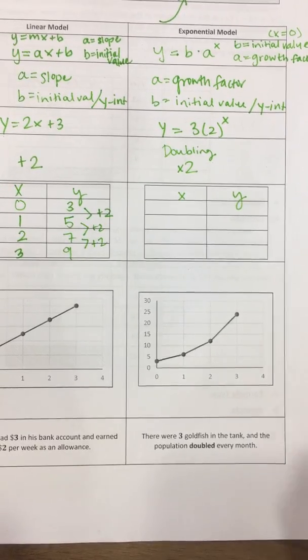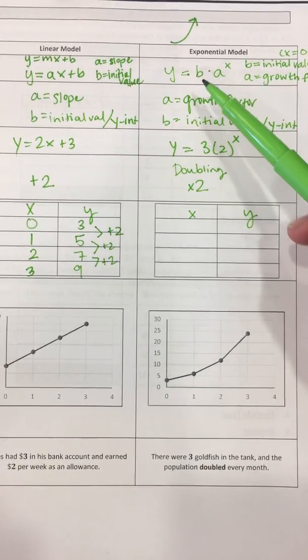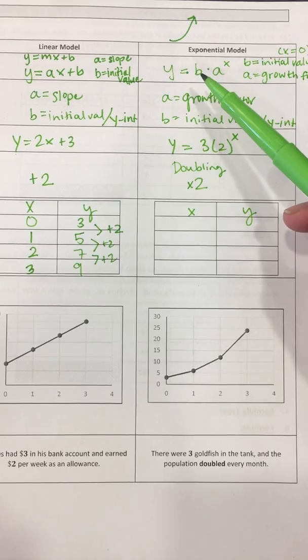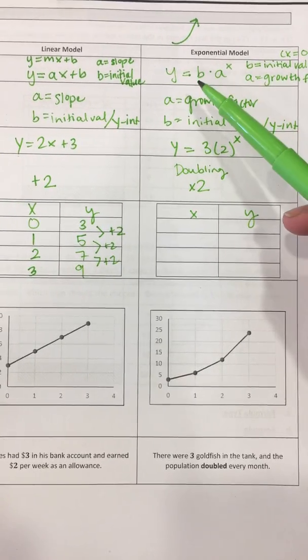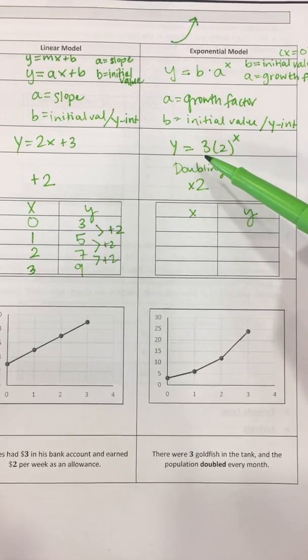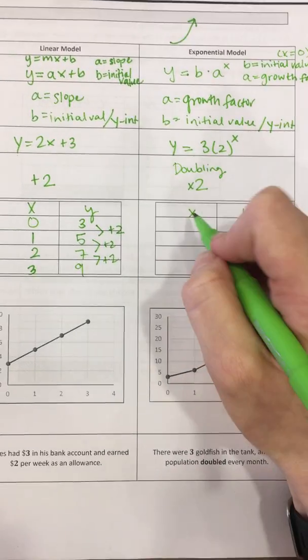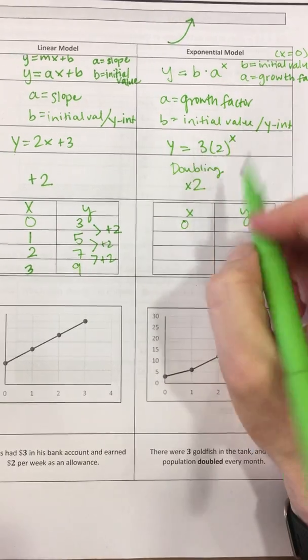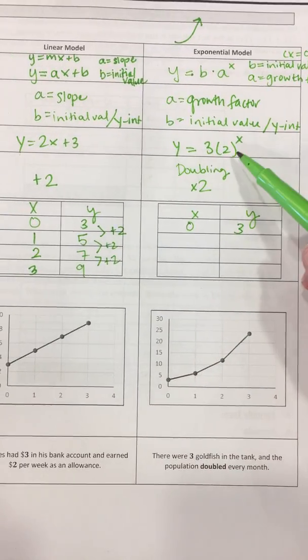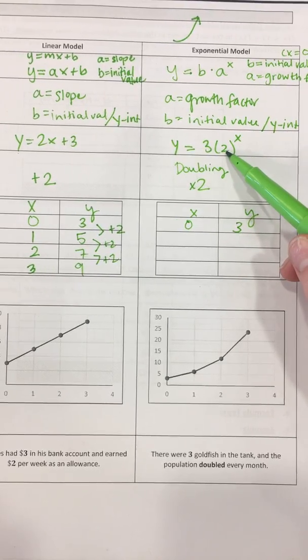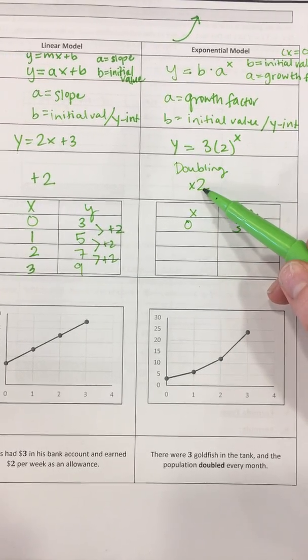We can do the exact same thing if we look at an exponential function. An exponential function still has an initial value, but remember, the b is in the very front of the equation when we talk about an exponential model. So the actual initial value, or the y-intercept, is the first number. So here it's going to be when x is 0, the first number is actually 3. That's the initial value. Then our growth factor is doubling because of the 2 here, so we know it's doubling, or times 2 each time.